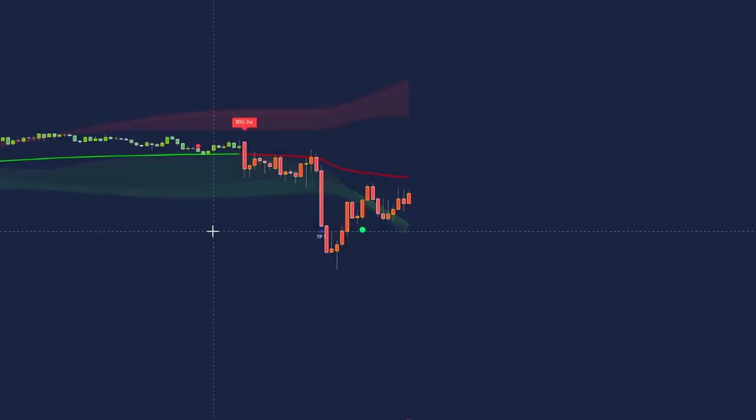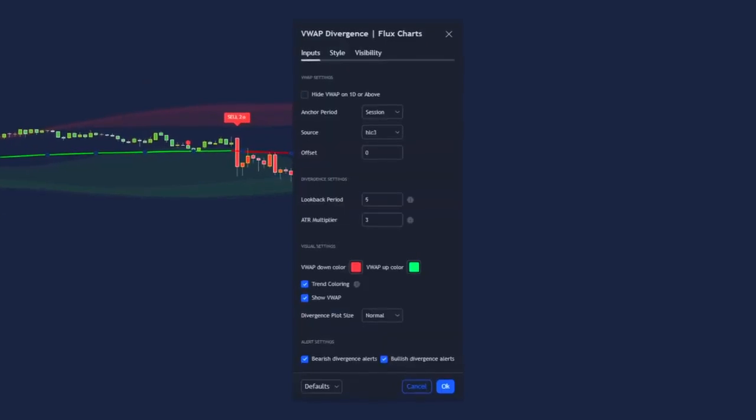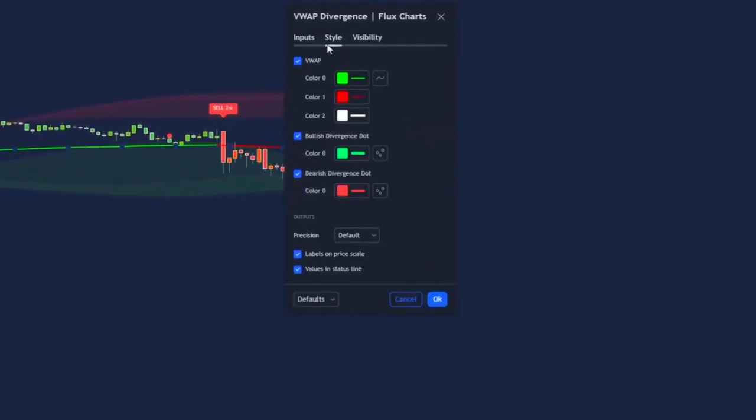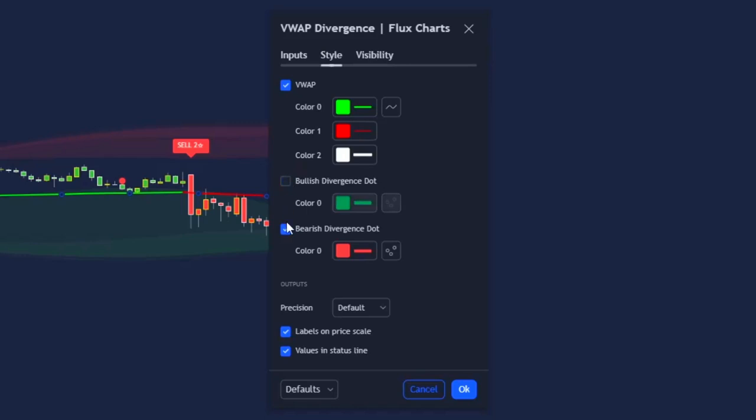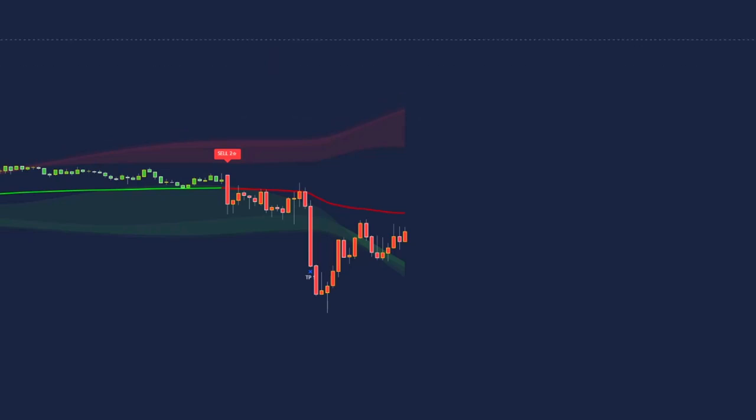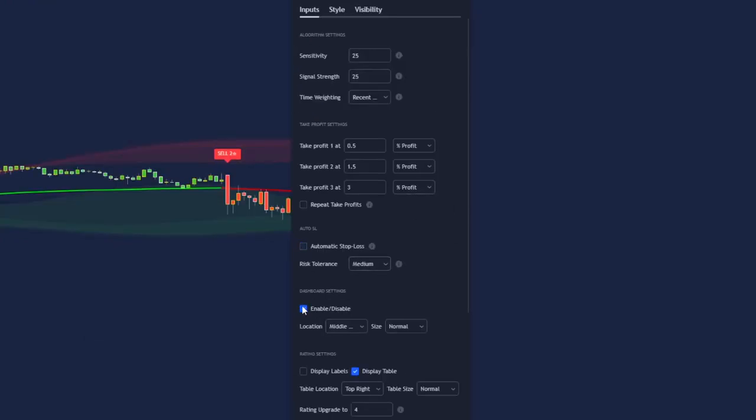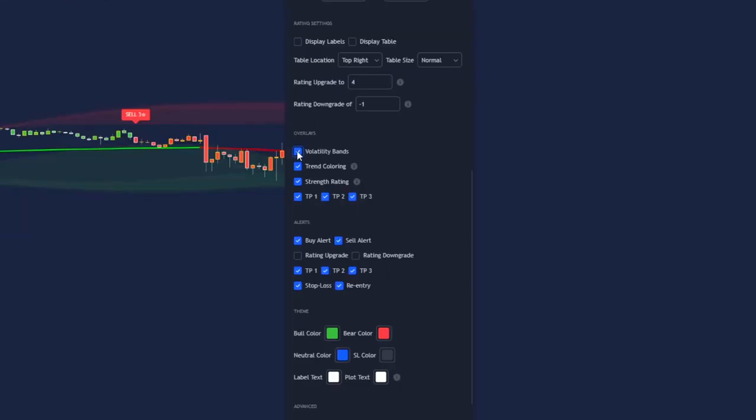We now need to perfect the settings. This will improve the win rate massively. So first open up the VWAP settings, and in the style section turn off the bullish and bearish divergence dots, and that's it for the VWAP. Next, open up the SFX algo settings, and we're going to change the indicator sensitivity to 25. Then disable dashboard settings, rating settings, remove the volatility bands, and then remove TP 1, 2 and 3.